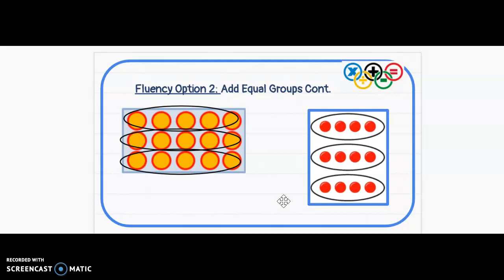Okay. 4 times 3 equals 12. Excellent. Could we flip any of those equations? I want you to think about that.